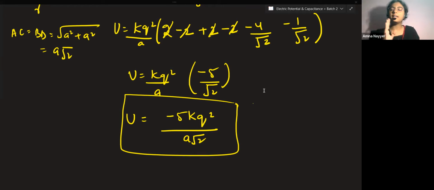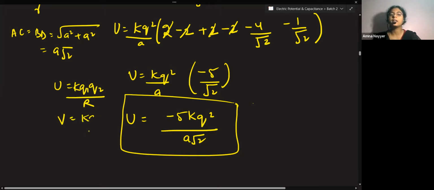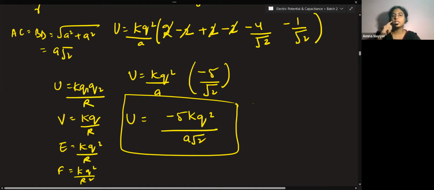So see, we had seen what? Potential energy between 2 point charges. That came out to be what? K Q1 Q2 divided by R. Remember all the formulas. Potential was what? KQ by R. Electric field was what? KQ square by R. Force was what? KQ square by R square. So potential energy is KQ1 Q2 divided by R.